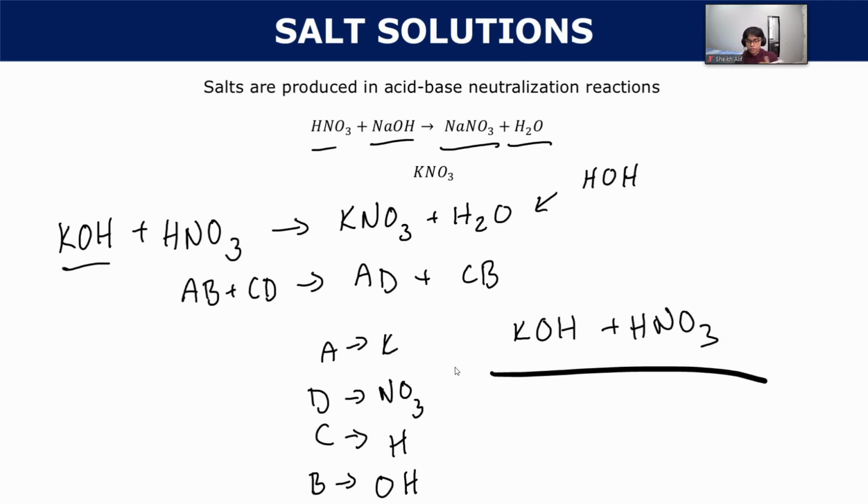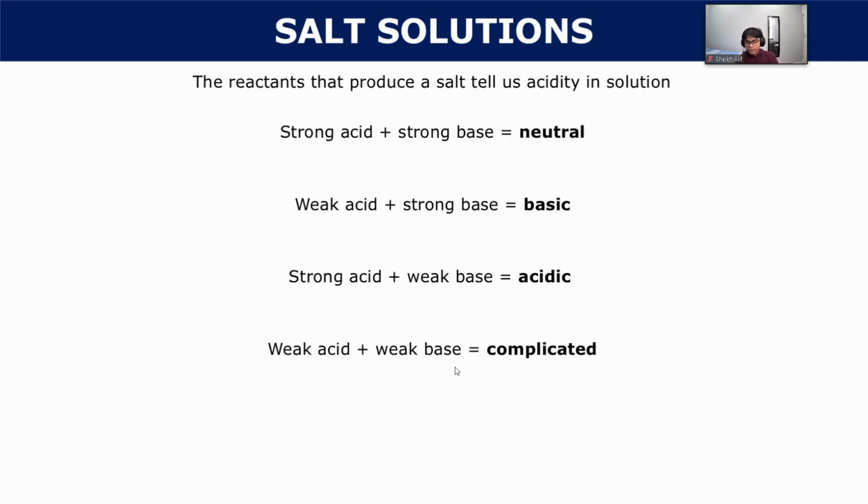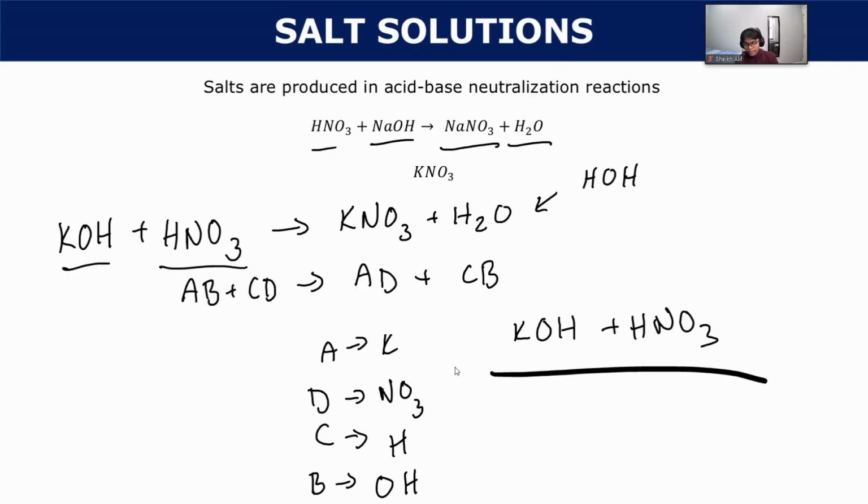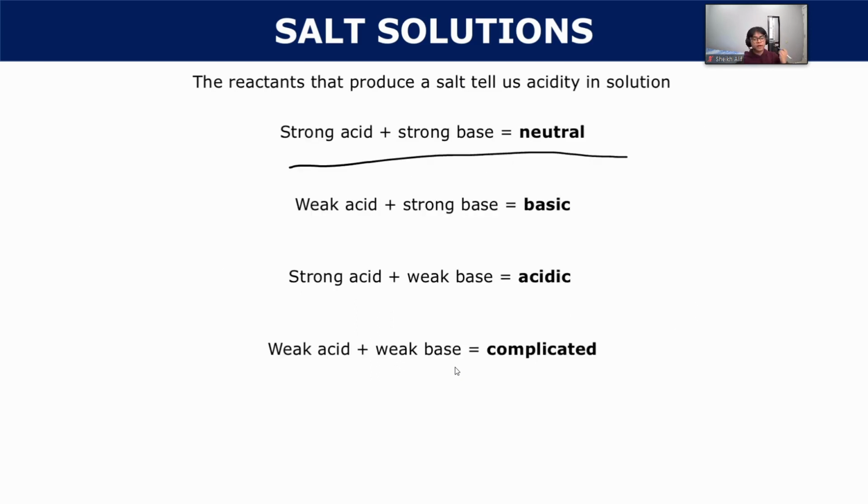KOH is going to be a strong base. HNO3 is a strong acid. And so from our little chart over here, we know that it's going to be a neutral salt. So KNO3 is going to produce a neutral solution when dissolved in water. And we figure that out by figuring out the reactants and then seeing that they're both going to be strong. Okay, so again, weak acid and weak base are going to be complicated. It really depends on certain equilibrium values, and I don't want to get into that right now because equilibrium is a topic, I think, in Unit 6. Maybe I'll get into that then.